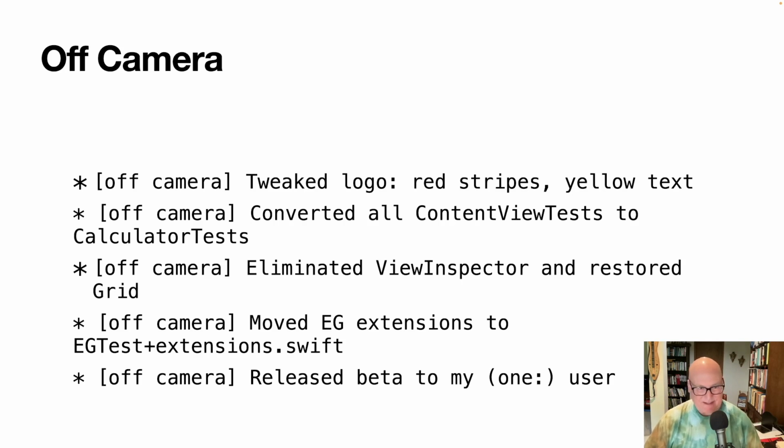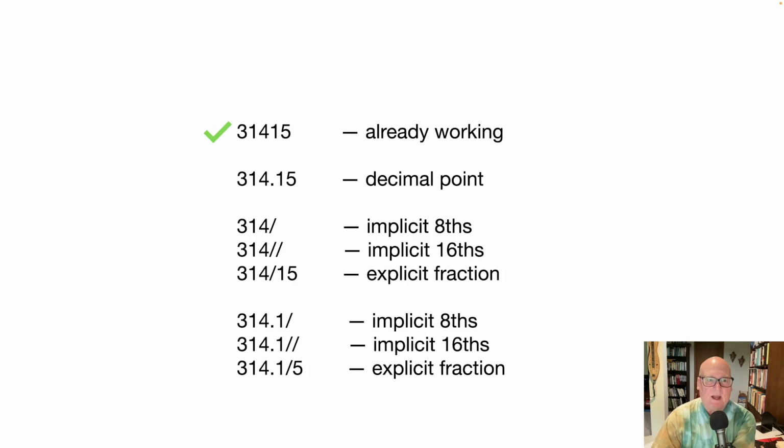All right, let's see. So what I'm looking for is we have 31415, so strings of digits is already working. If they hit the decimal point, 314.15, I'd like that to be that fraction. Then I want to add the ability to do sort of rational fractions. And one notion I have is if you just have one slash and no number after it, it really means eighths. And if it's two slashes, it means sixteenths.